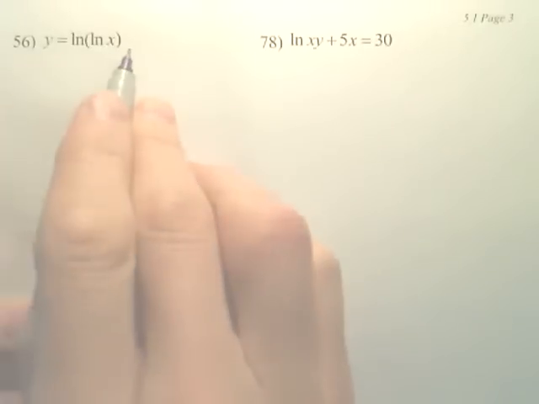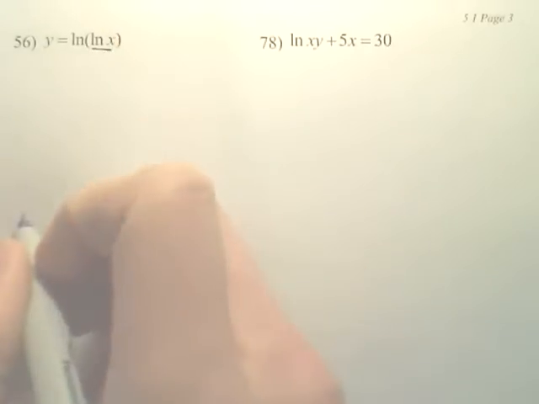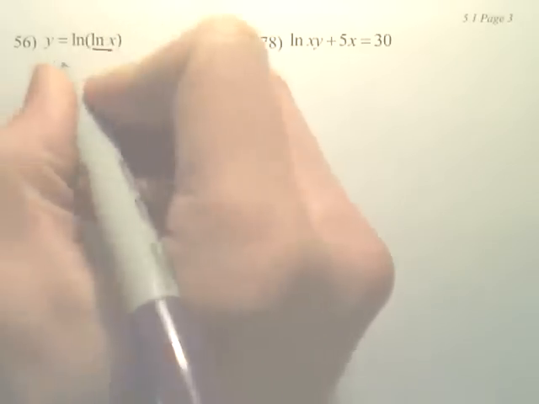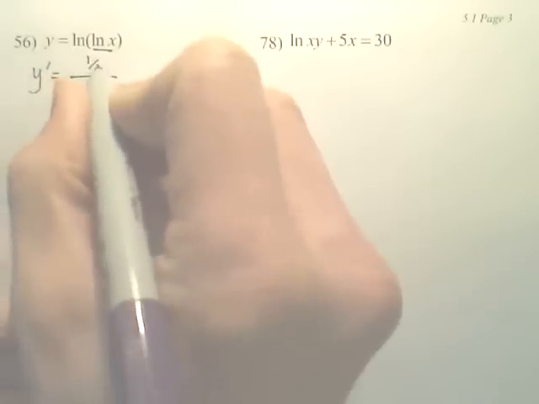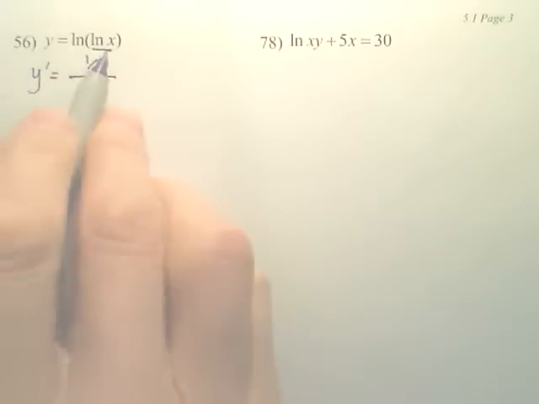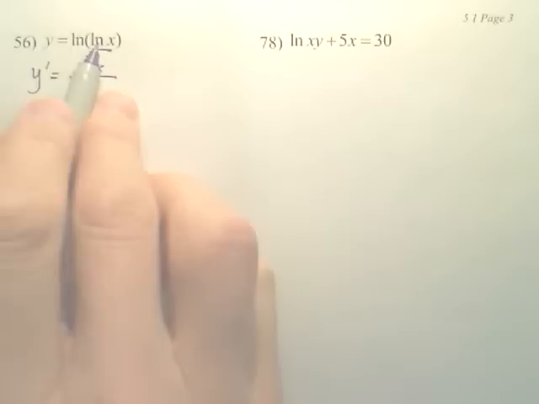For this one, if we want to take the derivative, do you understand this is your u? So y prime, what's the derivative of u? What's the derivative of ln x? It is 1 over x. So the derivative of ln x is 1 over x.